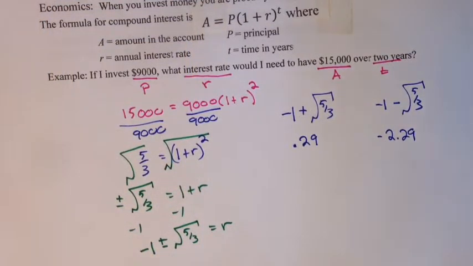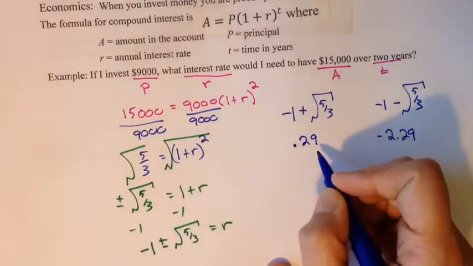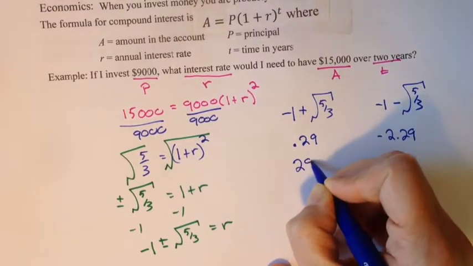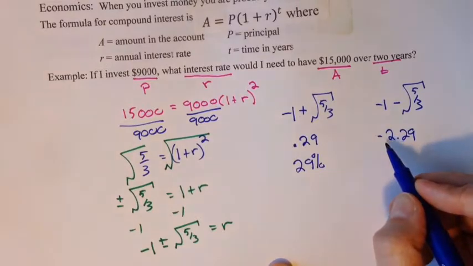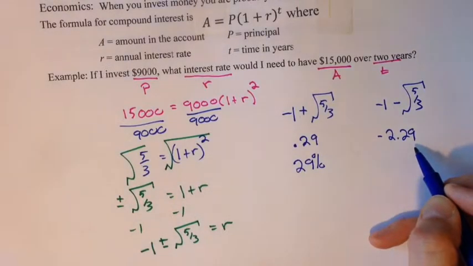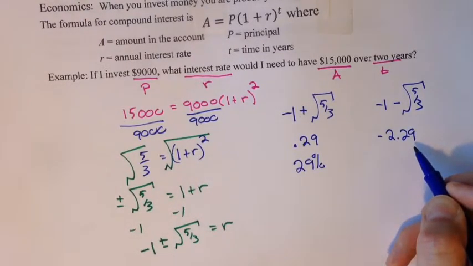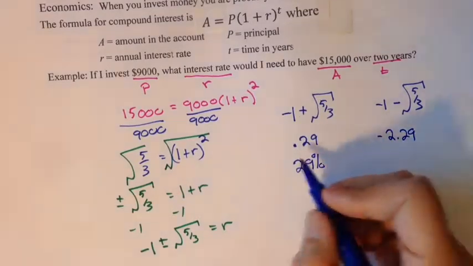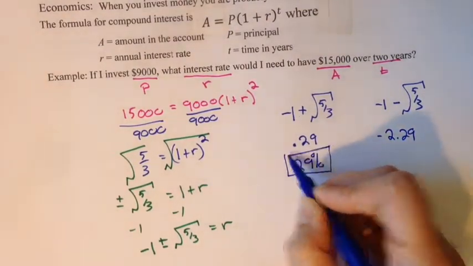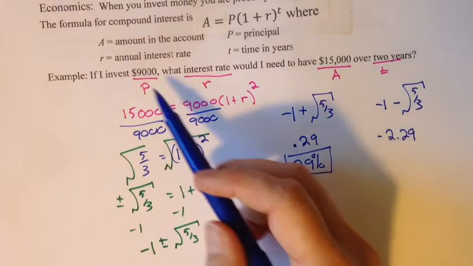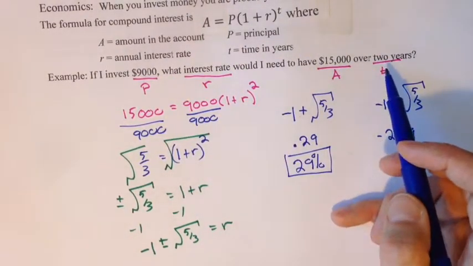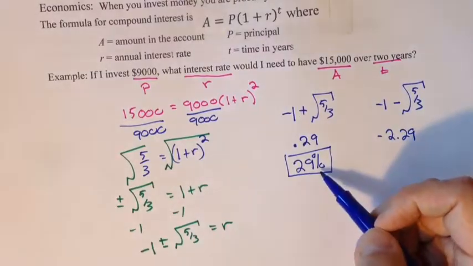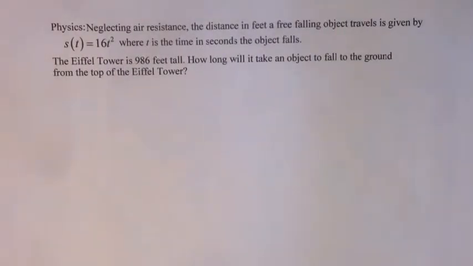Now let's look at these two answers. We're looking for an interest rate. This 0.29 decimal translates to 29% as an interest rate. However, this -2.29, we're not going to ever have a negative interest rate, so we can ignore that answer. This is the answer that we're interested in. In order for my $9,000 to grow to $15,000 over 2 years, even with compound interest, I would need a 29% interest rate.